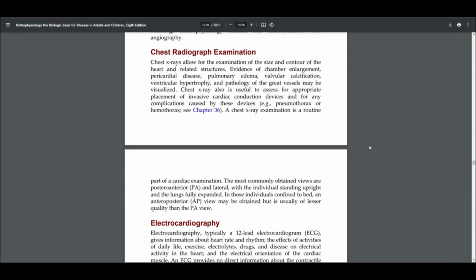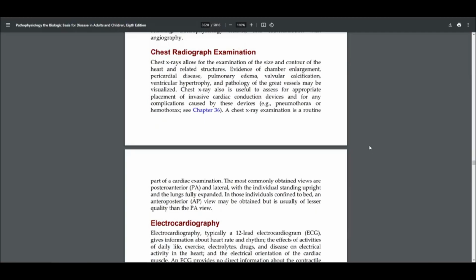Chest x-rays allow us to examine the size and contour of the heart and related structure. The evidence of chamber enlargement, pericardial disease, pulmonary edema, valvular calcification, ventricular hypertrophy, and pathology of the great vessel may be visualized. A chest x-ray also has been useful to assess for appropriate placement of invasive cardiac conduction devices and for complications caused by these devices, a pneumothorax or hemothorax. A chest x-ray examination is a routine part of cardiac exams.